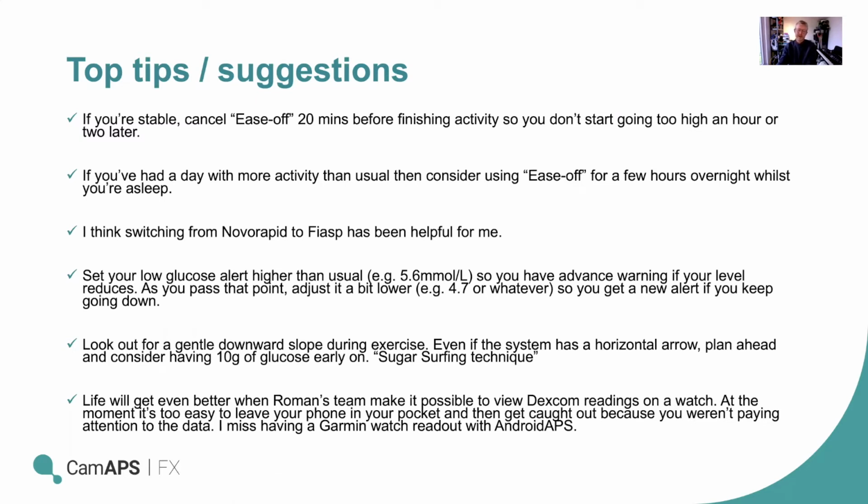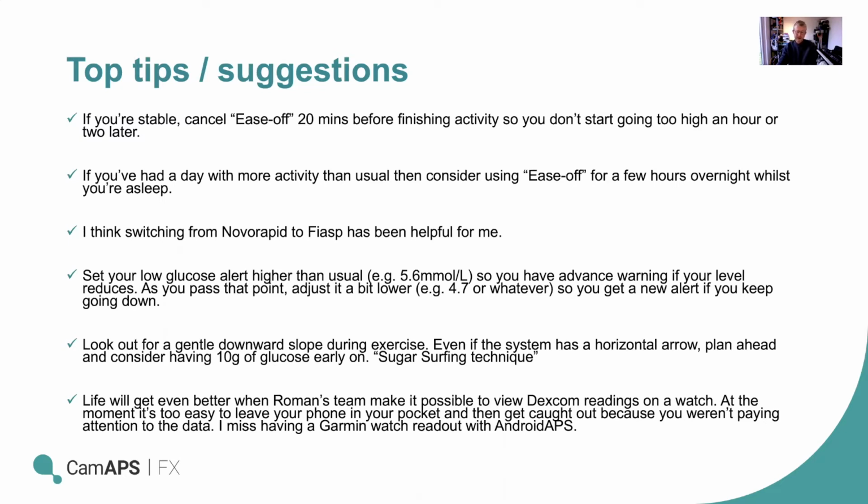I think if you go too high consistently, then you probably need to cancel ease off earlier than you thought. Helen has mentioned this, and so have I, that if you've had a really intense day of exercise, ease off can help you avoid going too low overnight. I think Helen was talking about 5 or 6 hours. Generally, I go for maybe 3, but pitched around the time when experience tells me that I might go too low.